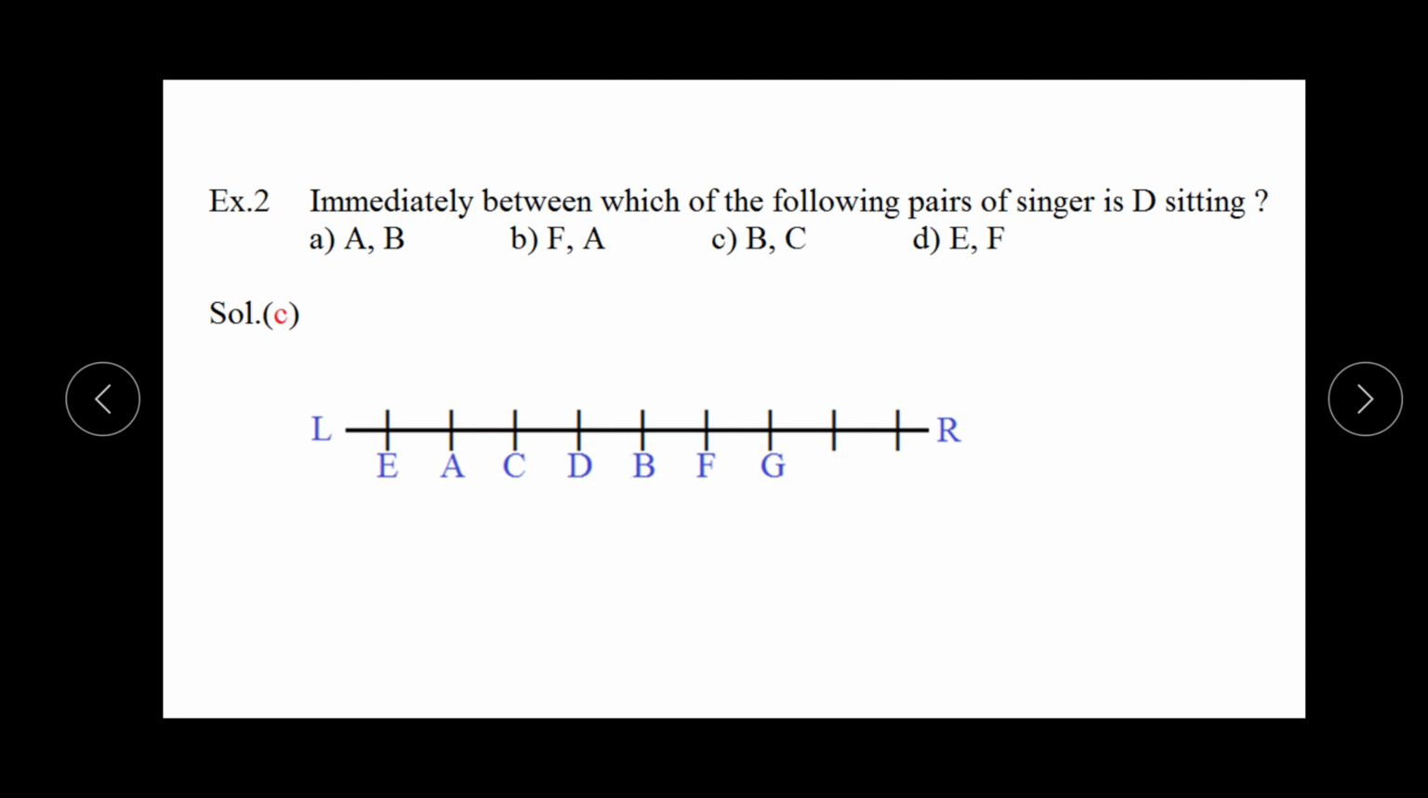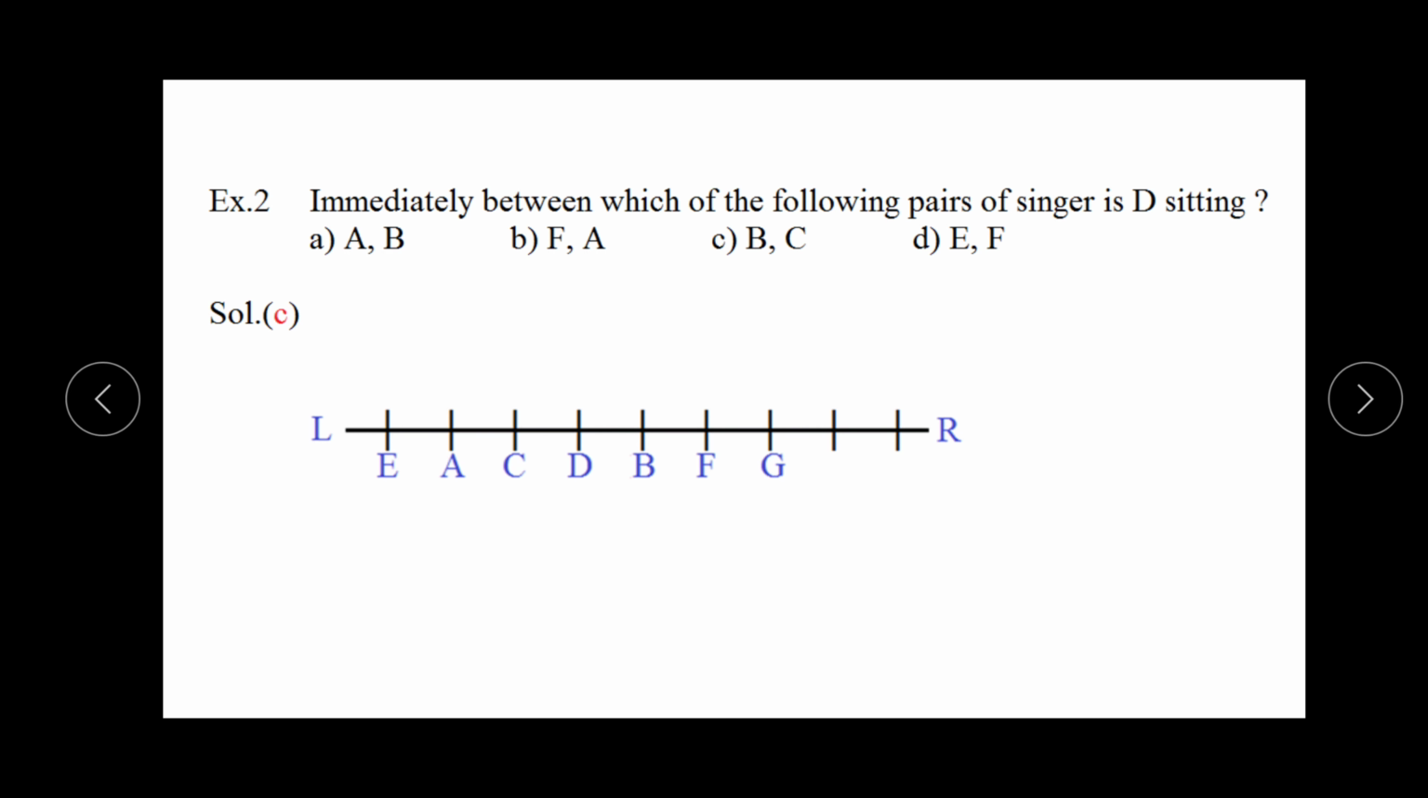The second question: immediately between which of the following pair of singers is D sitting? It means between which singers D is sitting or standing. It means between C and B there is D. So the third option, C and B, is correct.